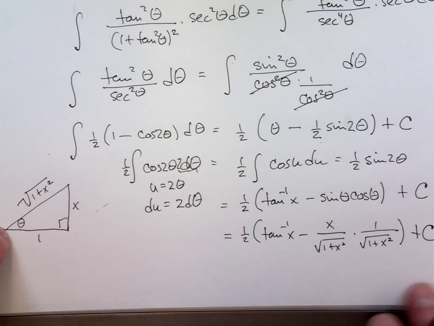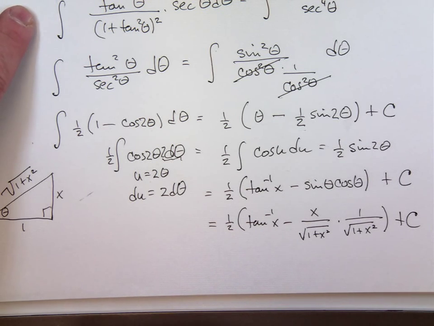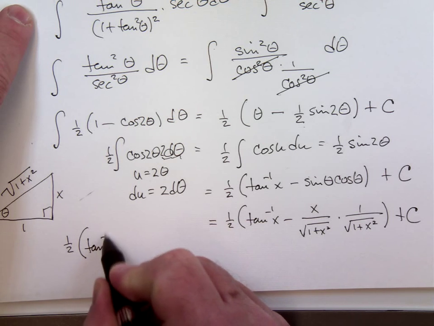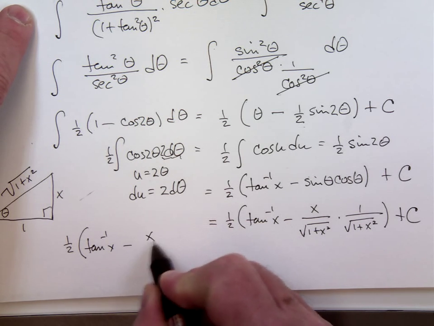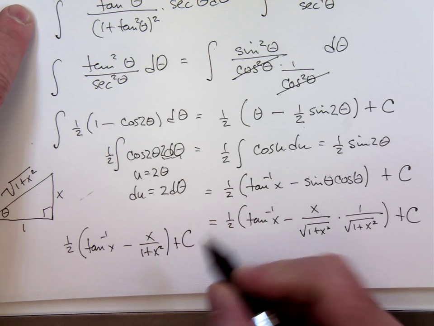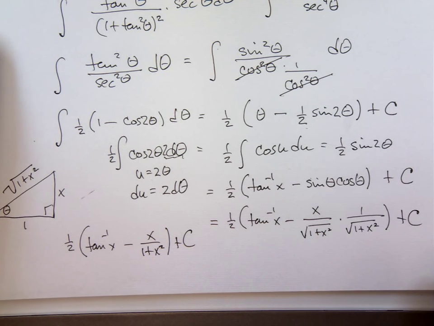Okay? And you probably shouldn't leave it like that. Square root times the square root. You drop the square root. So, your final answer should be 1/2 inverse tangent x minus x over 1 plus x squared plus c. You should be able to put that in and have WebAssign say, yeah, or whatever it says if it's right. Okay? Make sense?